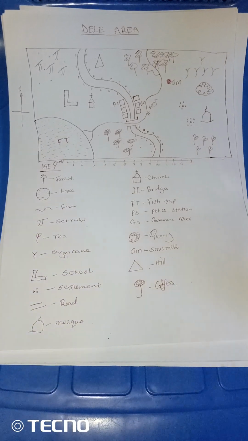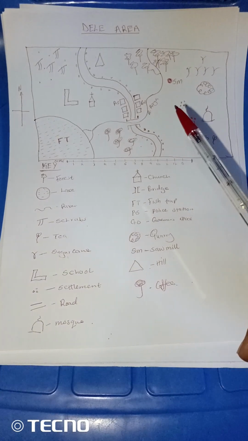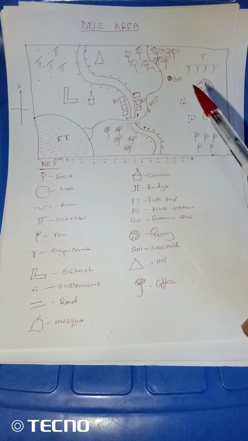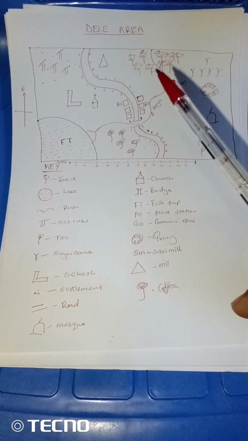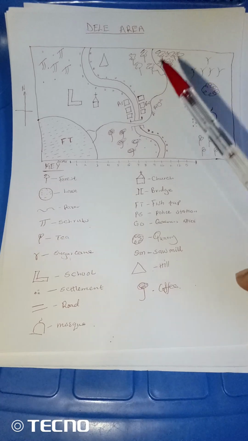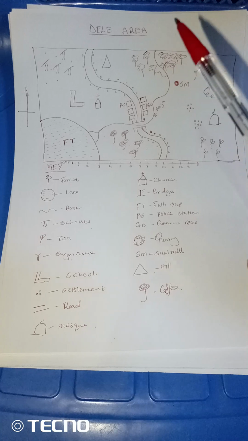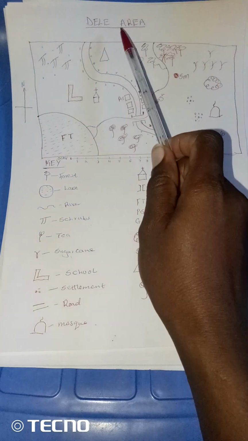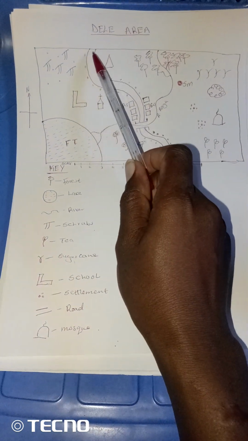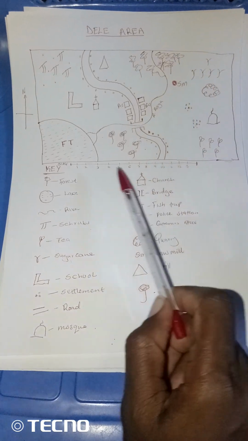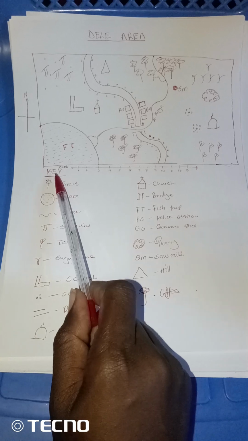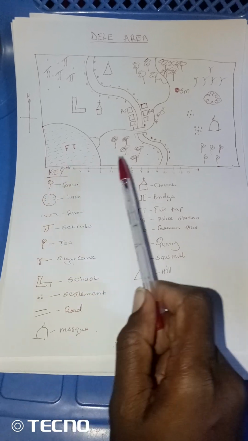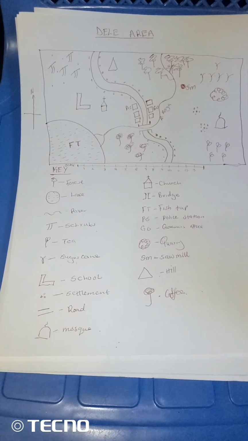Today we are going to look at social studies when it comes to map work. A map is just a representation of the earth or part of the earth on a flat surface. Now, when you look at my map, we have what we call the good elements of a map. For a map to be good, it must have: one, a title; two, a frame; three, a compass; four, a key; and five, a scale. That's what we call the good elements of a map.